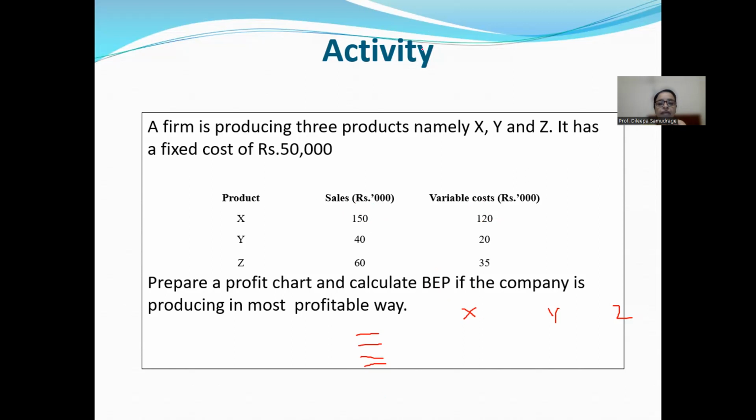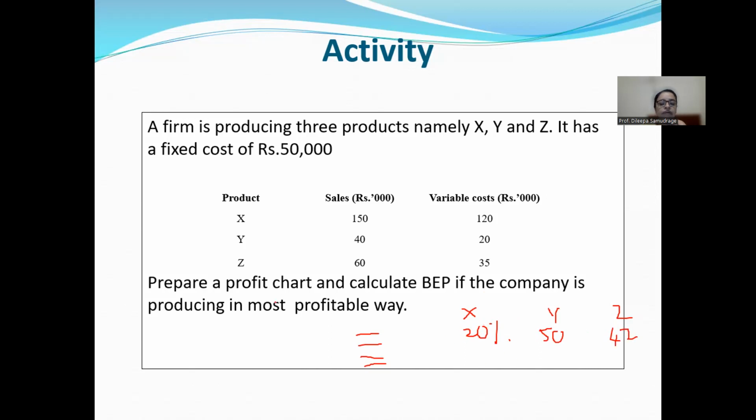So now, as you mentioned in the chat box, X is 20, Y 50. So approximately we can take Z 42, right? X 20%, Y 50%, Z 42%, right? So these are as a percentage, everything. So these are the CS ratios.